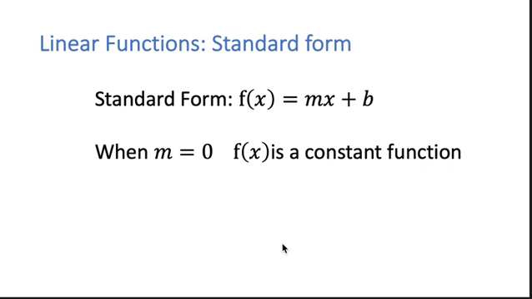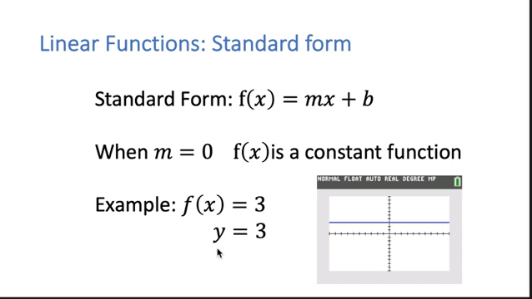So what we want to do is specifically talk about when m is equal to 0. When that happens, what we have is a constant function. So let's look at an example. For example, if f of x is equal to 3, look at what the graph of that looks like. You can do it on your calculator, typing in y equals 3, and we see we have a straight line, and you can think of it as y is constantly 3. So that's why we call that a constant function. In this example, the slope is equal to 0. That's when m is equal to 0.